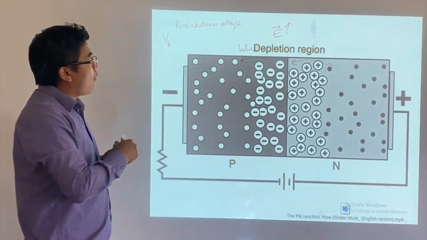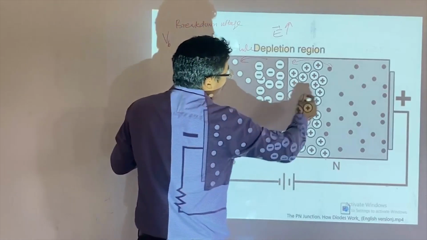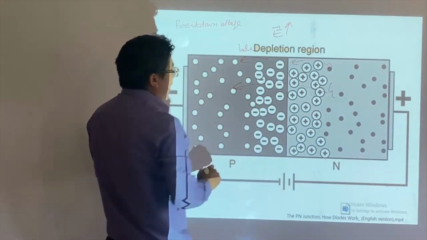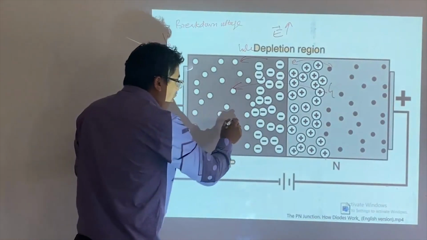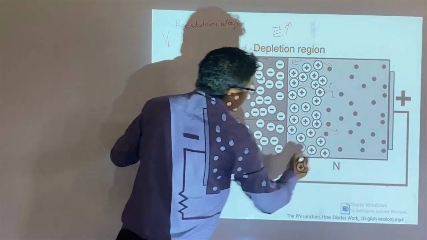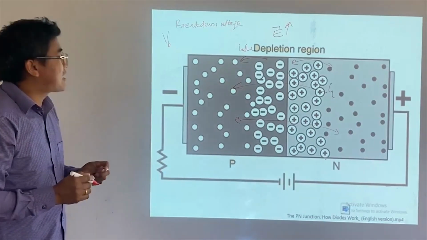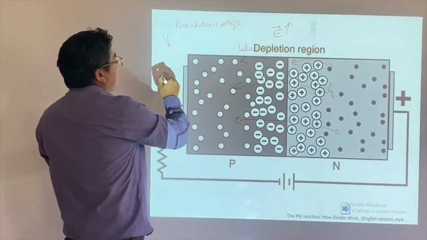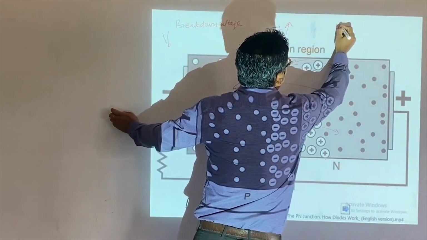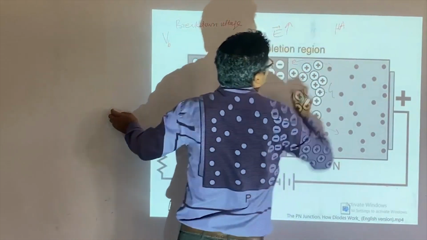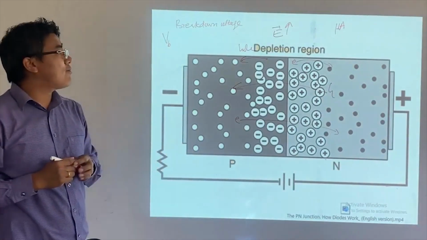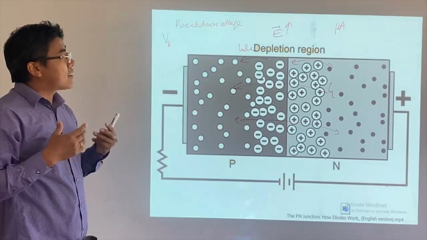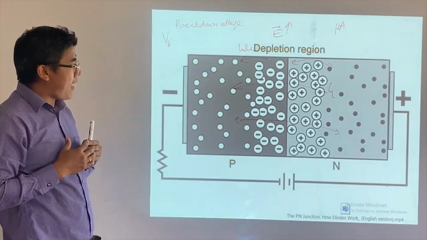When I apply a reverse bias, the minority charge carrier hole goes from N to P, and the minority charge carrier electron goes from P to N, because of which the current that we discuss here is of microamperes. So in case of reverse bias, the range of current is going to be microampere.